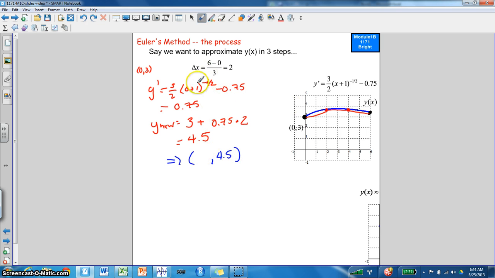Simultaneously, remember that I have to step x by 2, so I increase x by 2. So that means the point is 2, 4.5. So if I make a dot at this point, it's going to be up here. Okay, so my first segment should look something like that. And again, it's a little off, and that is perfectly fine. Okay, and we can continue this process by hand, or what I'm going to do now is do this in Excel.